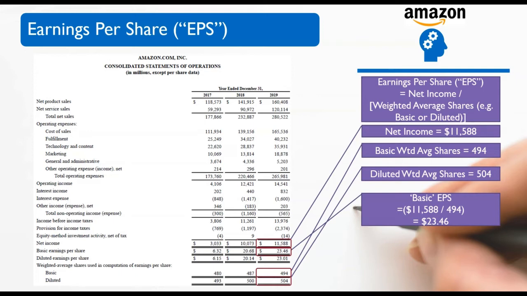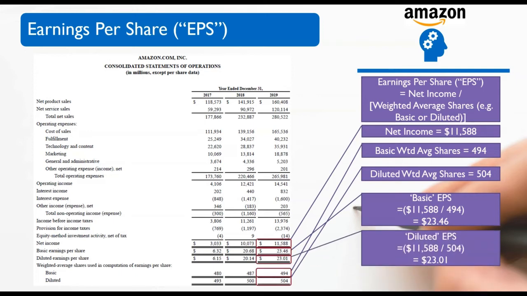Now for diluted earnings per share, we take the same net income of $11.6 billion and divide that by the 504 million diluted weighted average shares amount. And that gives us a dollar amount or per share amount of $23.01 for diluted EPS. So this is effectively telling us that Amazon generates around $23 of earnings for each common share in the marketplace.